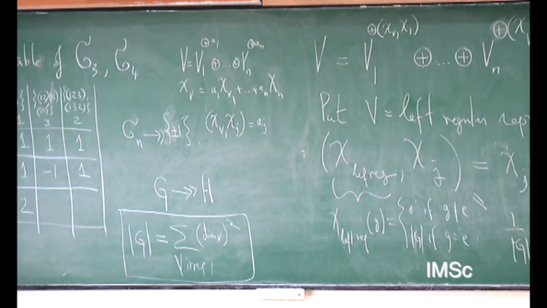Think like this. How did we do it? Start with V. If it's irreducible, then it's done. If it's not irreducible, break it as V1 direct sum V2. If this is irreducible, done. If not, break it up. So you will always get an integer, right?